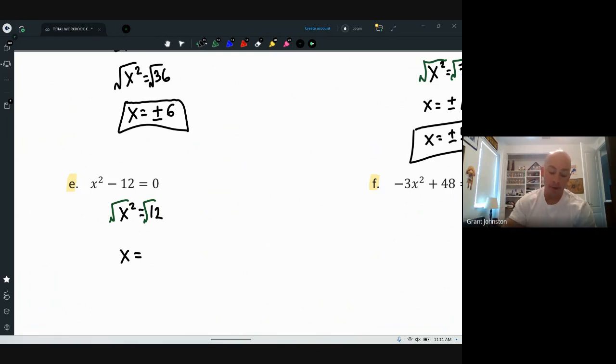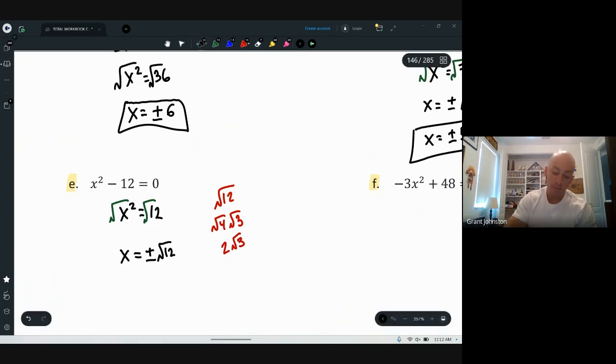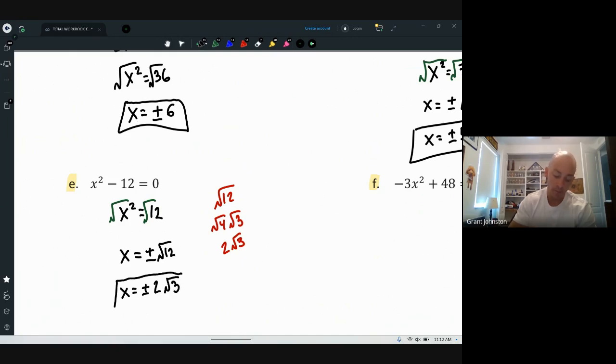So we're going to simplify this. For right now, I'm just going to write plus or minus root 12. Now off to the side, I'm going to simplify root 12. Root 12 can break up into root 4, root 3, because 4 times 3 is 12. And the square root of 4 is 2. So I'm going to say x is plus or minus 2 root 3.